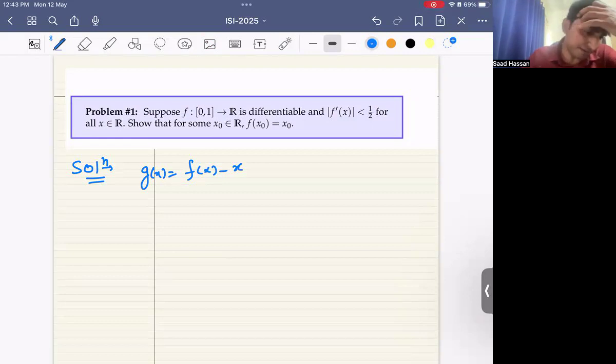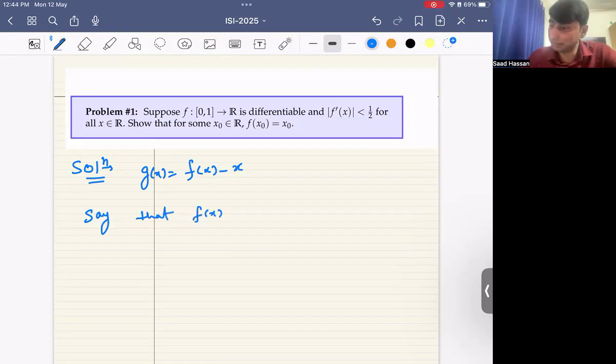ऐसा मैंने कुछ नया एक function define कर दिया, right? And say that the contrary is true. Say that f of x is never equal to x for any x. So अगर f of x is not equal to x for any x, it fundamentally means that g of x is not equal to 0 for any x.